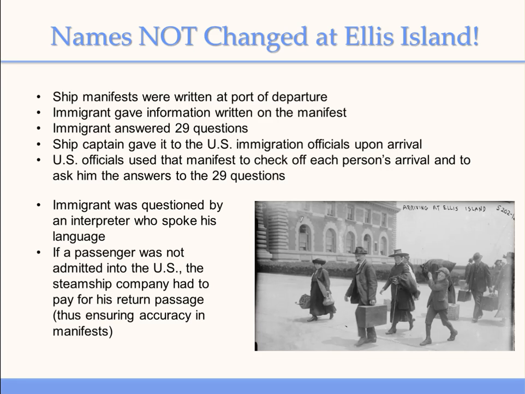There were professional interpreters who could speak the languages of all these immigrants. So consequently, the name that your ancestor gave, the name that's on that manifest, was not changed at Ellis Island. That's the name your ancestor gave when they got on the boat. And remember, if your ancestor was not admitted into the U.S., the steamship company had to pay for his return voyage on that ship back to the country. So these questions were asked in a manner in which they tried to ensure that the most accurate information was given.